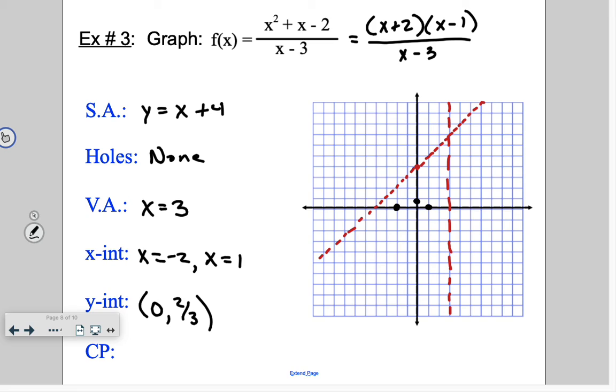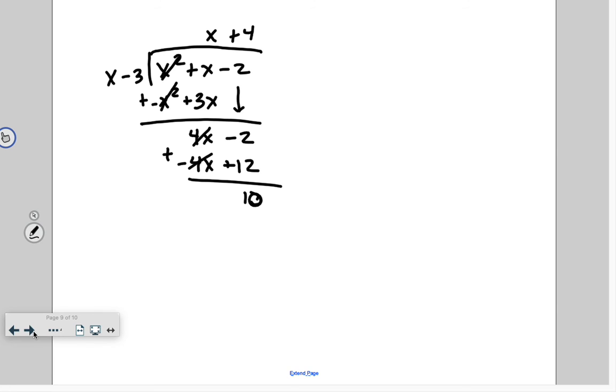And the only thing left to do is to see if we have a cross point. Does the graph cross the slant asymptote? So as always, we've got to take the equation and set it equal to the slant asymptote and see what we get. So if we do that, we've got x squared plus x minus 2 over x minus 3, and we're going to set it equal to x plus 4. Again, I'm going to put it over 1 just so it's a proportion and it's a little bit easier to work with.